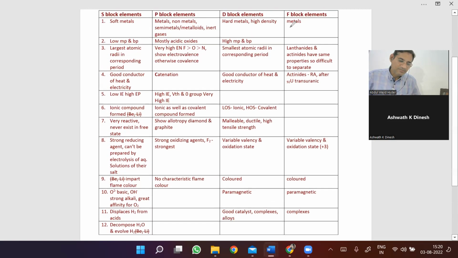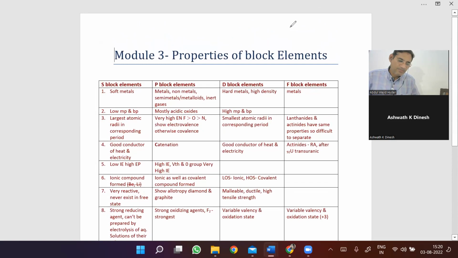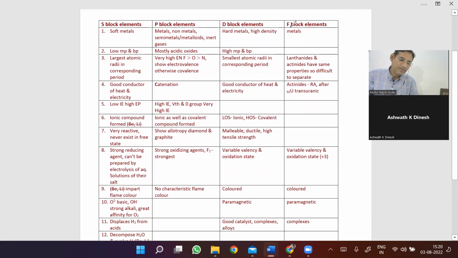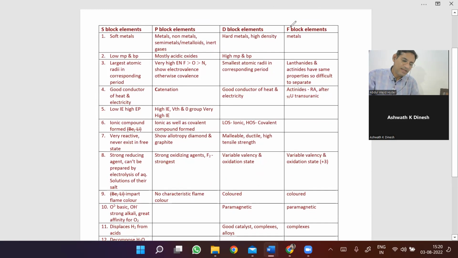Now see, what are the properties of P block elements? P block elements can be metals, non-metals, semi-metals or metalloids, and can be inert gases. All are there.